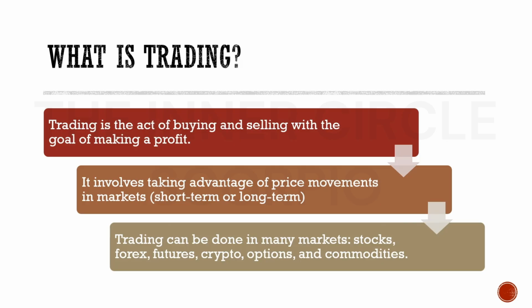For example, if you want to sell milk, right? You bought it for $3, you want to sell it for $4, you make $1 profit. And of course, trading can be done in different markets like stocks, forex, futures, crypto, options, and commodities. A lot of options, but we'll narrow it down to what I trade. However, we'll touch on all of these a little bit.